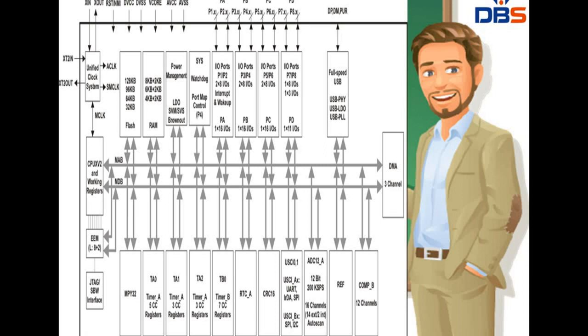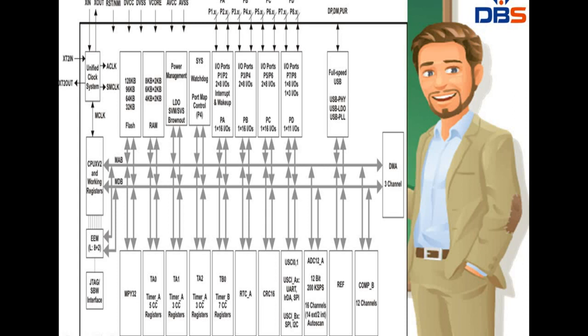and this has 2 channels, USCI A and USCI B. Here in USCI A we have UART, IrDA, and SPI, and coming to USCI B we have SPI and I2C. I have already discussed SPI and I2C and also UART in the previous sessions.